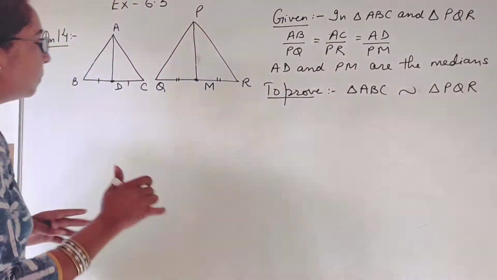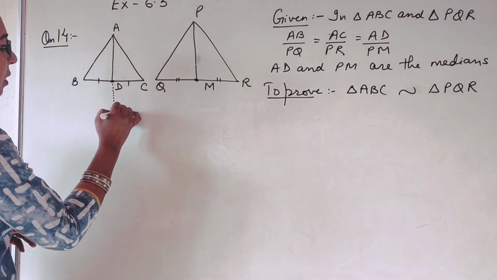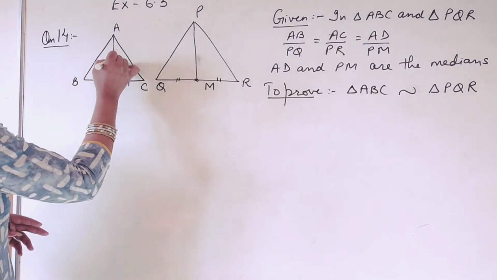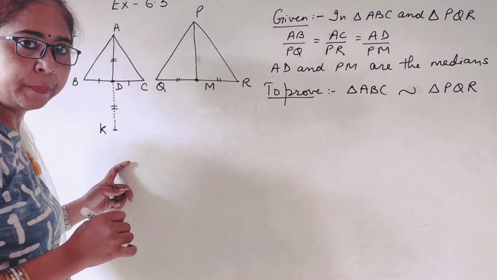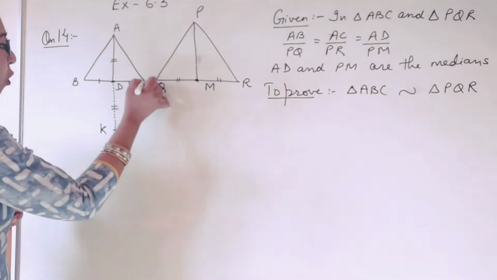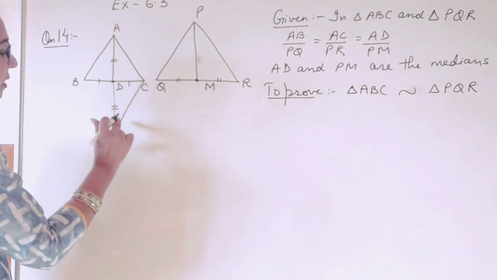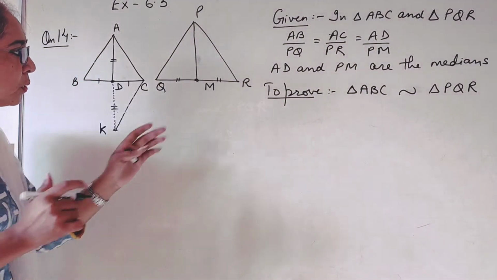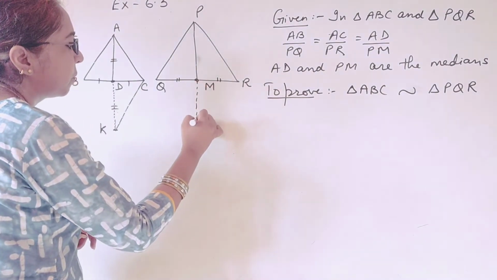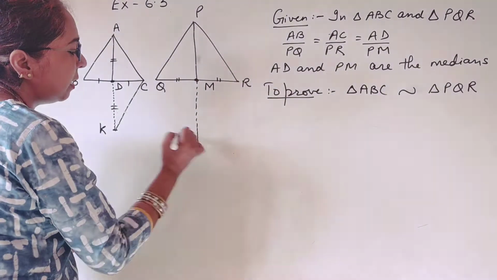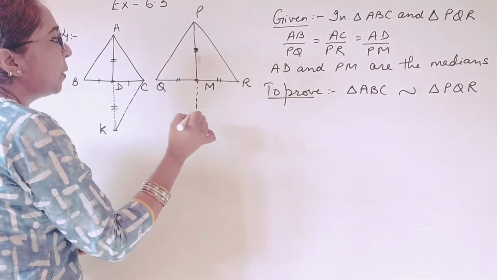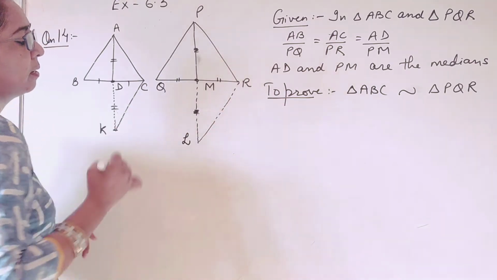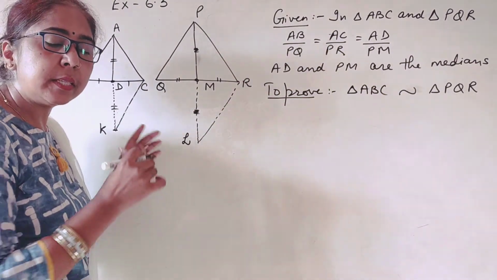What will be the construction? From D point, produce AD up to, let's say, K, such that AD is equal to DK. This is the construction, and join CK. In the same way, here also produce PM up to, let's say, L such that PM is equal to ML and join RL. This is the construction.